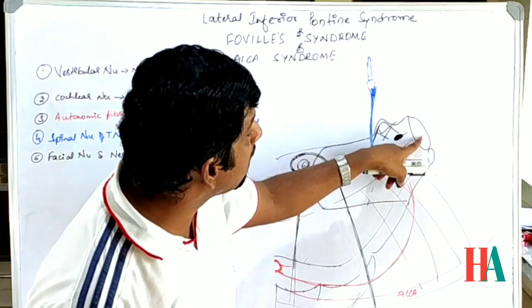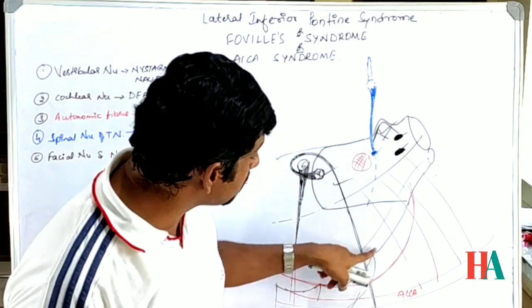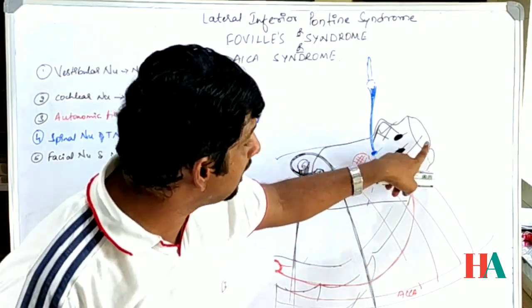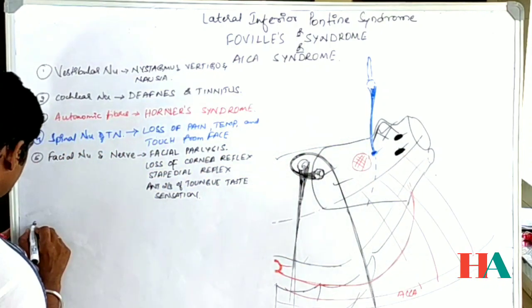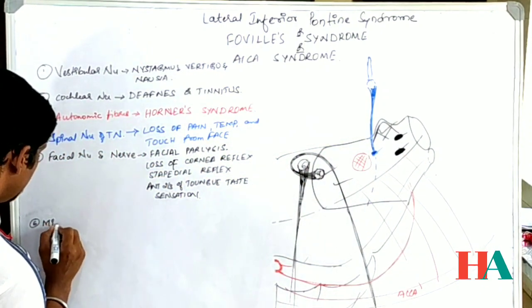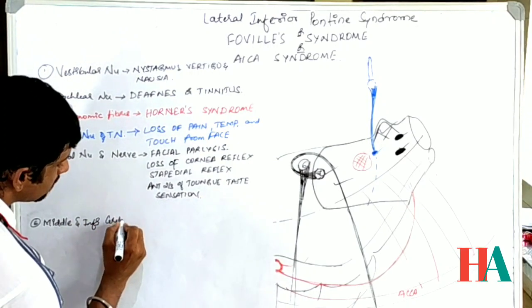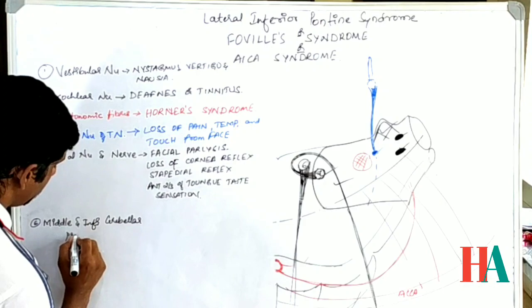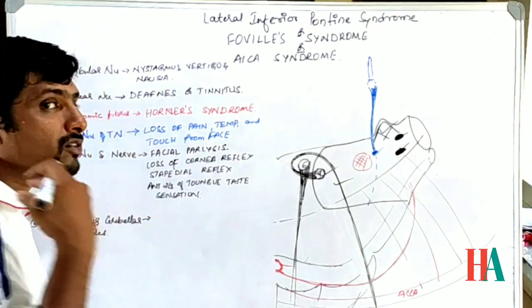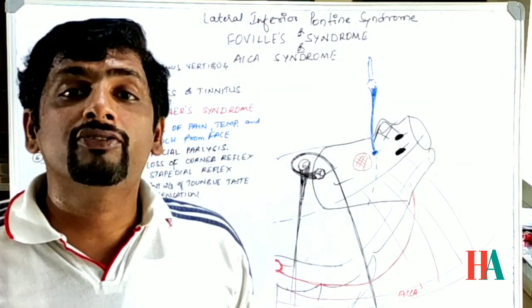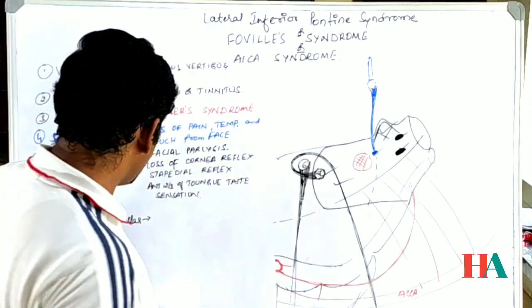What is this one? The middle cerebellar peduncle. Along with this, from the pons, the inferior cerebellar peduncle. The middle and inferior cerebellar peduncles are involved here. So the sixth one is the middle and inferior cerebellar peduncles. If they are involved, what is going to happen? Ataxia of the limbs and trunk, both. Okay, ataxia of limbs and trunk.